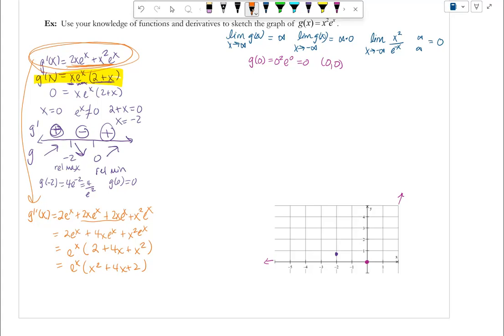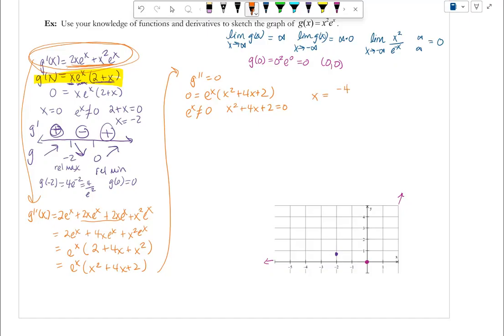And we know it's never undefined. So I want to consider where it's equal to 0. All right, we know e to the x is never equal to 0. So I'm really just looking for where x squared plus 4x plus 2 equals 0. And unfortunately, that's not factorable. So I could use the quadratic formula.